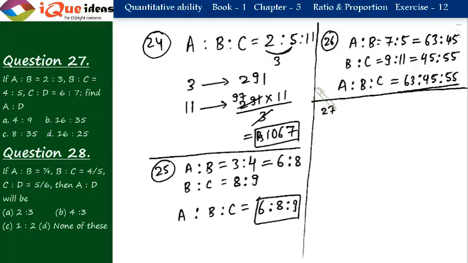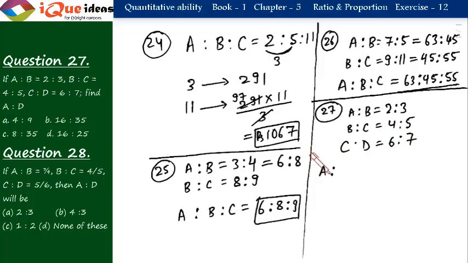Okay. Let's take question number 27. It says A is to B is equal to 2 is to 3. B is to C is equal to 4 is to 5. And C is to D is equal to 6 is to 7.